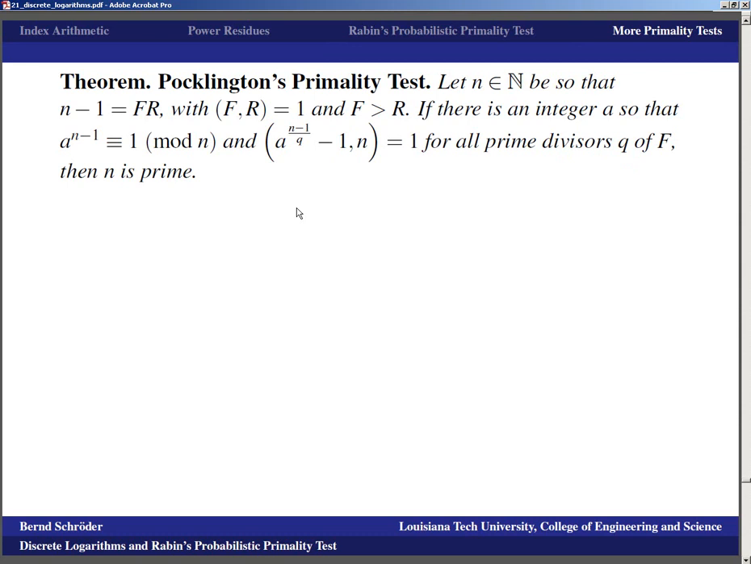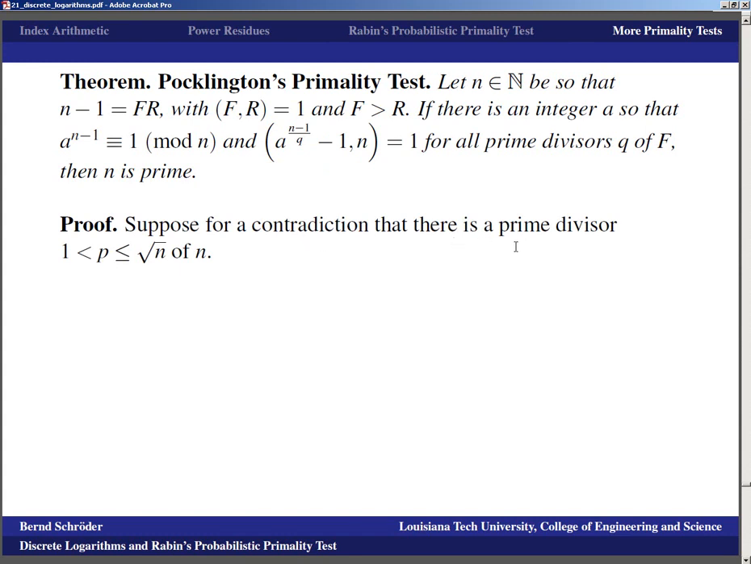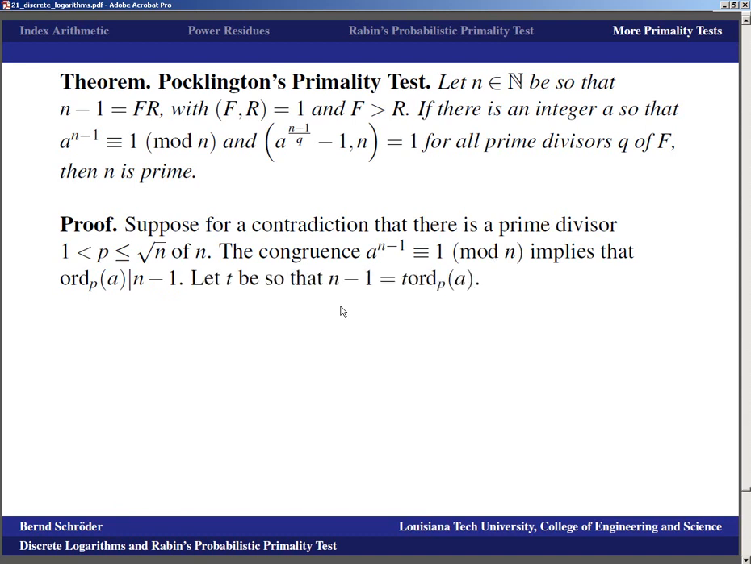So again, we're reducing the check whether n is prime to checking other things that we hopefully know, using quick tests such as greatest common divisors and modular exponentiations. Well, proof. Suppose for contradiction that there is a prime divisor p of n between 1 and root n. Then we've got the congruence a to the n-1 equivalent to 1 modulo n. That would mean that the order of a modulo p divides n-1, because if this is equivalent to 1 modulo n, then it's also equivalent to 1 modulo p, of course.